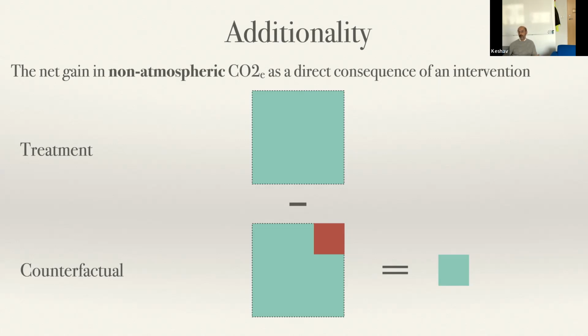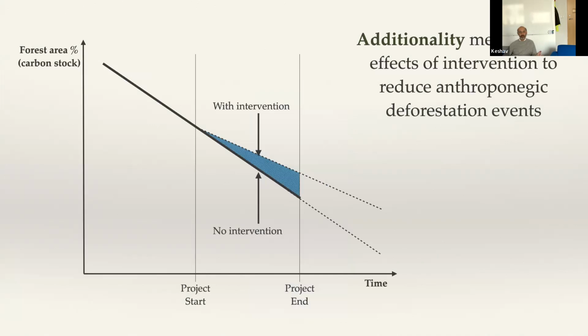So that's additionality. And if you look at it from a different perspective, on the x-axis, I'm showing time. On the y-axis, I'm showing the forest area or carbon stock, as we call it. And what we're showing over here is without intervention, during the project period, the total amount of carbon stock went down.